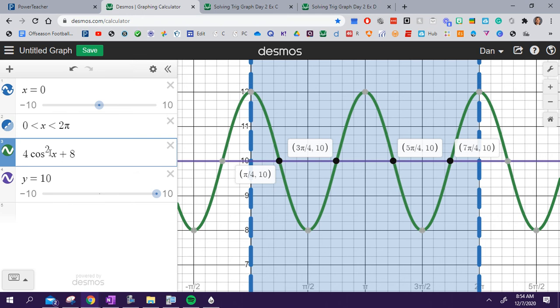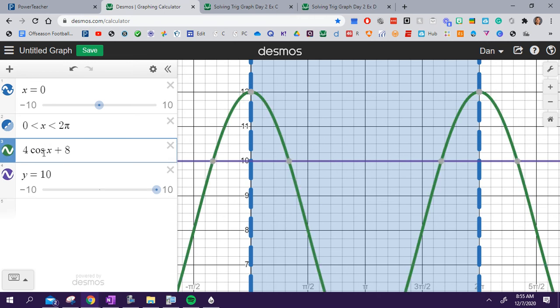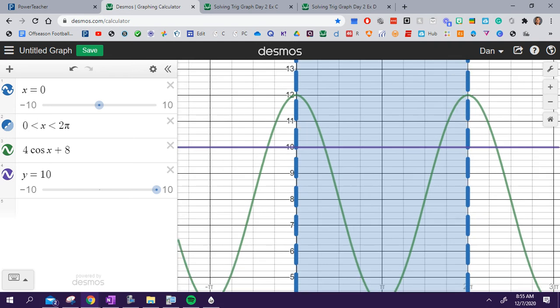Great. Let's make it easier. So we understand that. Let's just say it was this problem right here without the square. We get pi over 3 and 5 pi over 3. A different problem, okay? But those are my two answers.